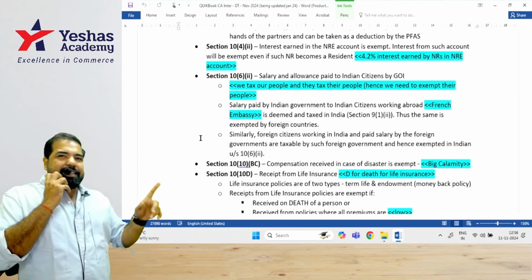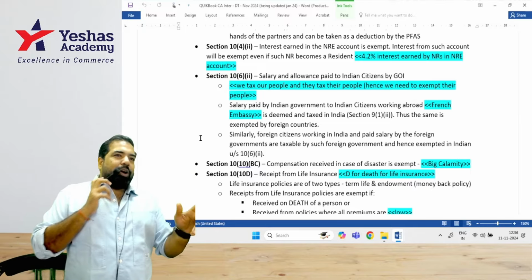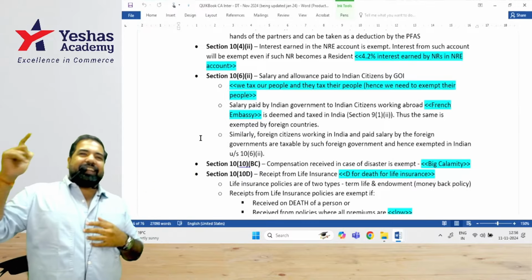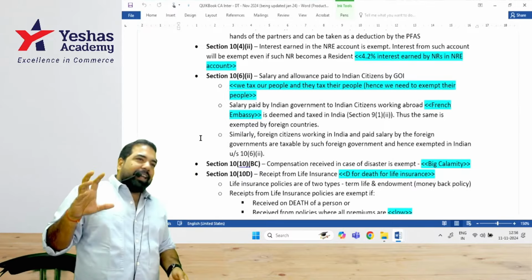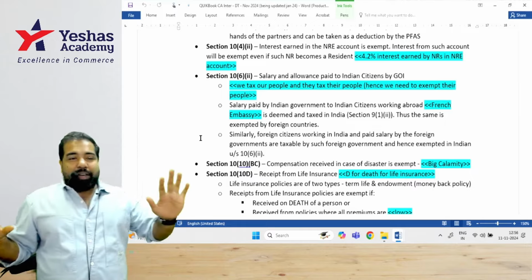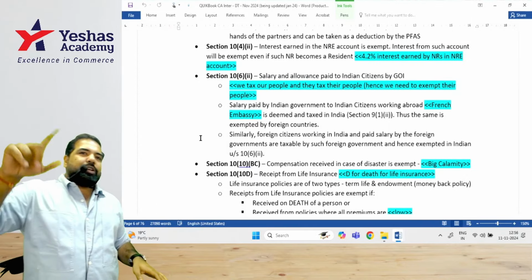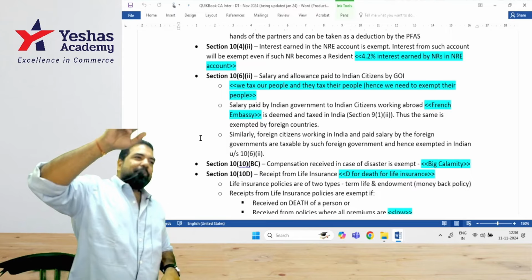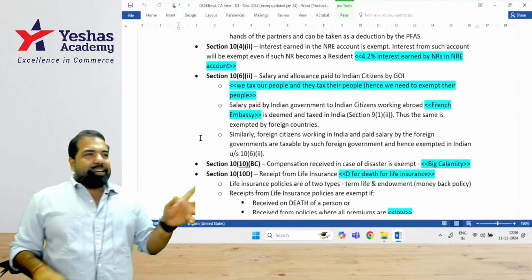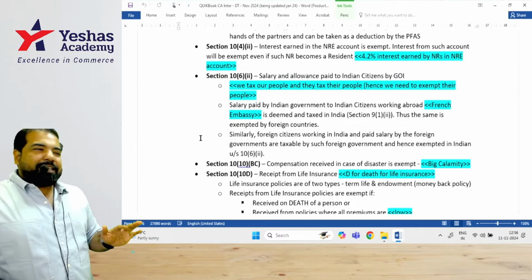The allowances are 10(17). If you get awards and you get some money in awards, 10(17). If you're a gallantry award winner and you're getting a pension, pension is usually taxable. But for these gallantry award winners, their pension is exempt.